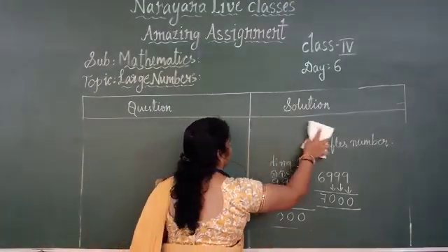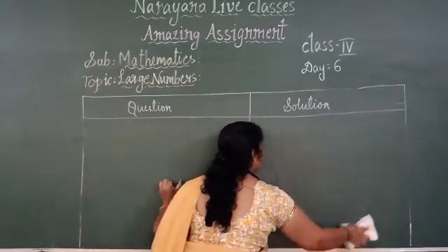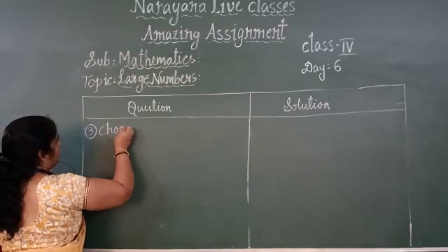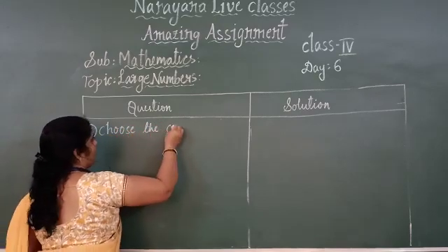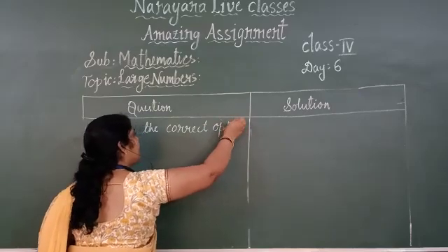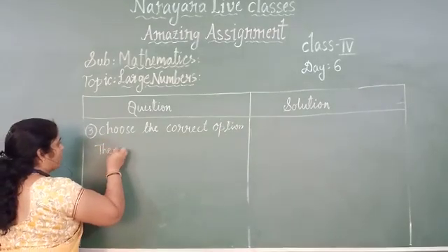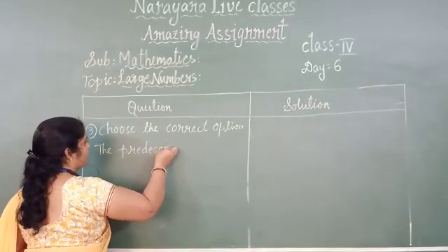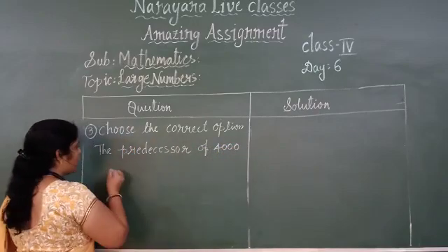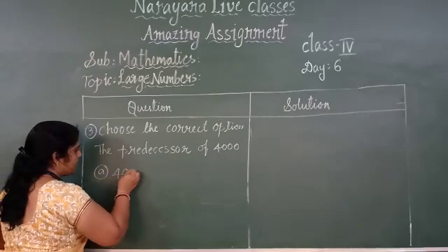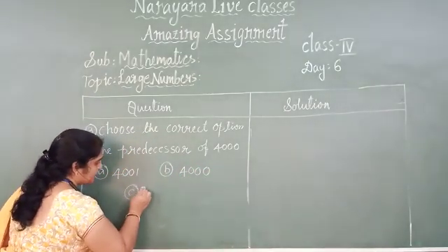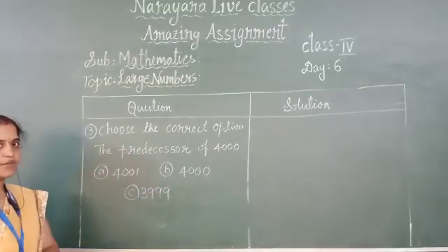What is the third question? Choose the correct option. What are they asking us to choose? The predecessor of 4000. The predecessor of 4000: first option 4001, second option 4000, and third option 3999.